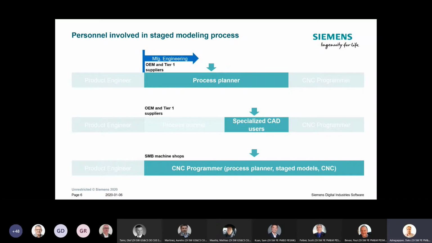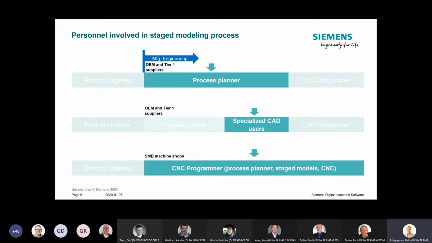This is another important slide. We should know who the personnel involved in the stage modeling process are. I identified 3 different customer scenarios. On the top, if you look at OEM and tier 1 suppliers, it is part of the manufacturing department, and the process planner is responsible for defining the stage models. And they are responsible for defining all the bill of process.